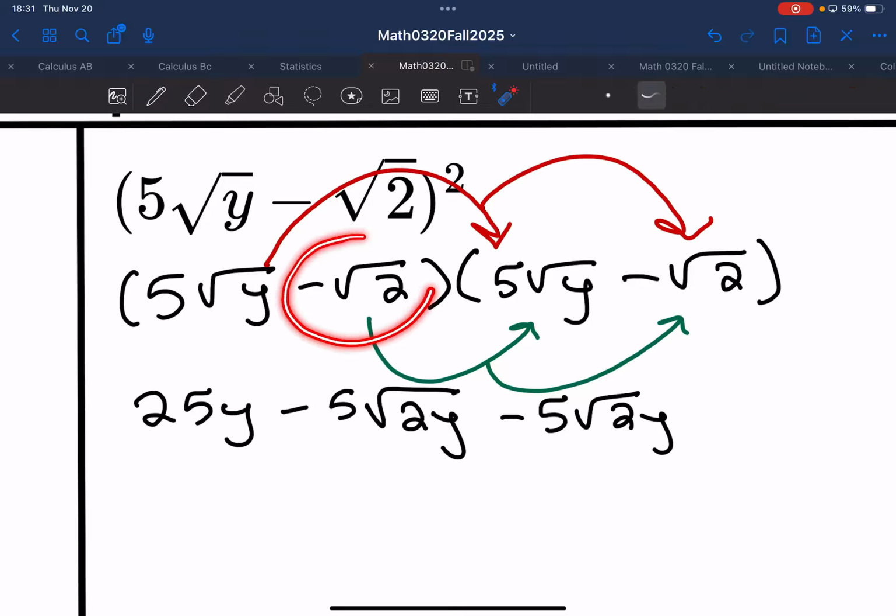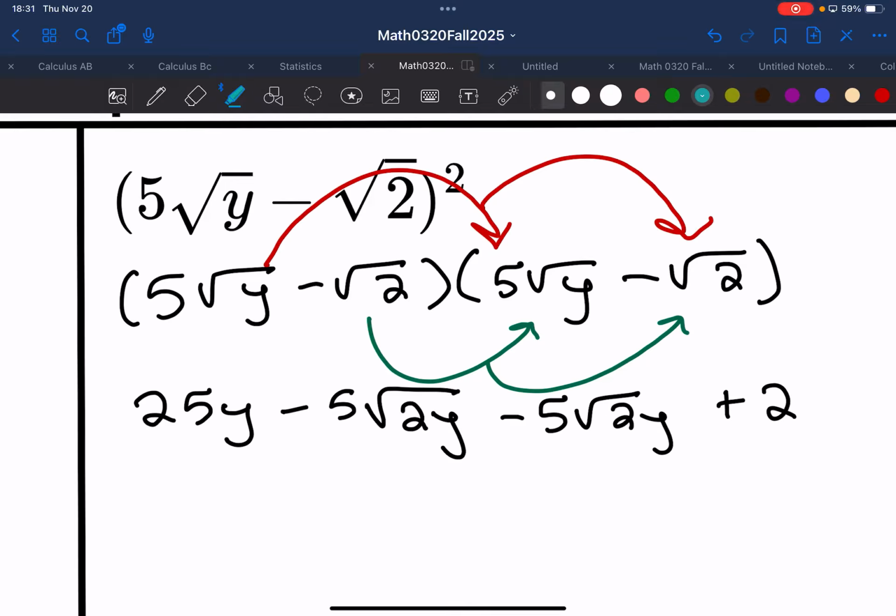And then the last one, we have negative square roots of 2 times negative square roots of 2, which is positive 2. And with this special case, we know we're only combining like terms, and they're always going to be where? In the middle. So what is negative 5 square roots of 2y minus 5 square roots of 2y?